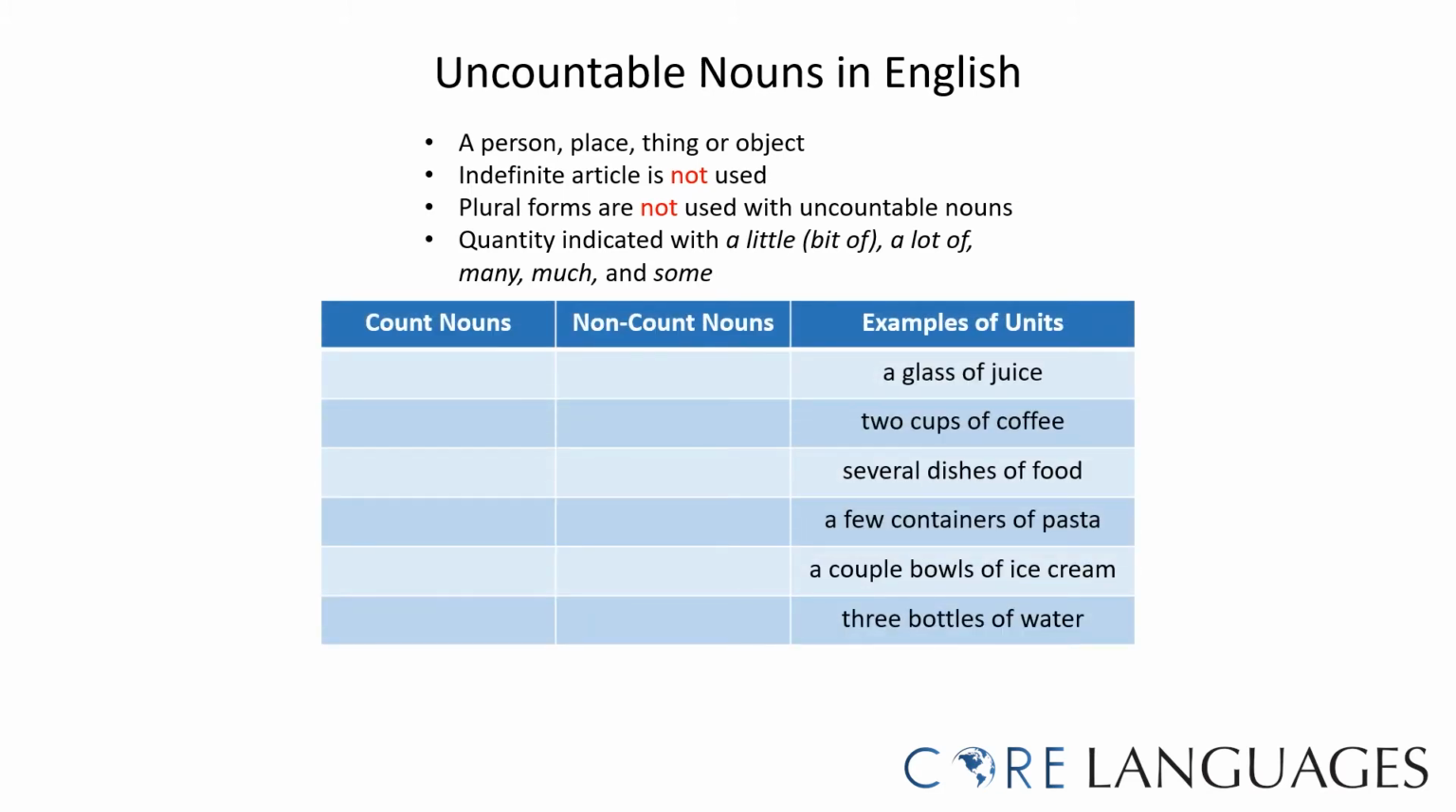There are other examples of units that we can use to measure or count an uncountable noun. For example, glass. We can say a cup or a dish, a container, a bowl, or a bottle. For example, a glass of juice, a cup of coffee or 2 cups of coffee.